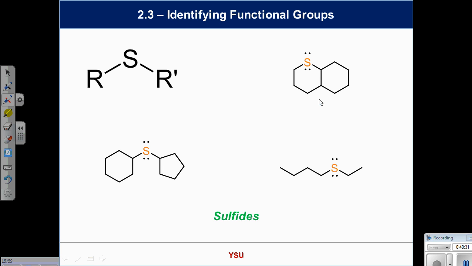Second type of sulfur compound that you have to worry about is the ether equivalent from sulfur. Why do I say equivalent? Well, look at the periodic table. Sulfur is below oxygen. They're closely related. So you'd expect sulfur to do similar things to oxygen, and it does. And this is very useful because sulfur can do things oxygen can't.